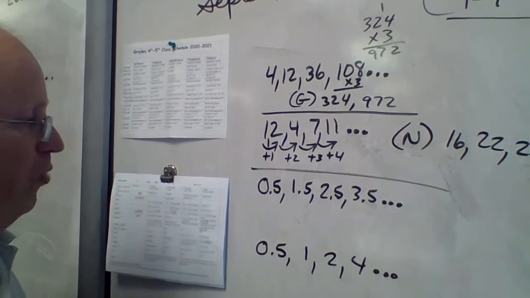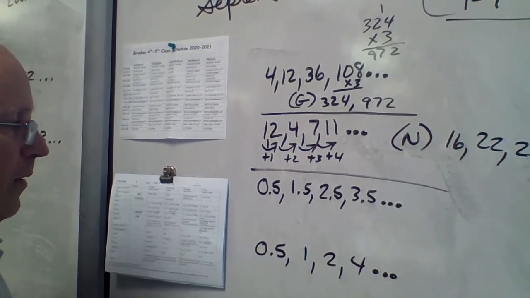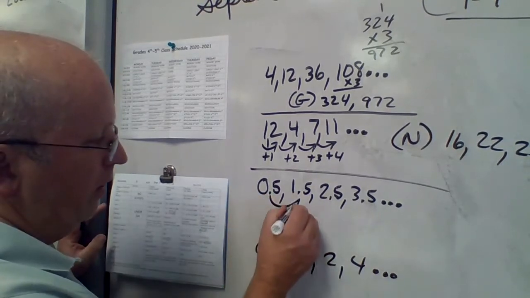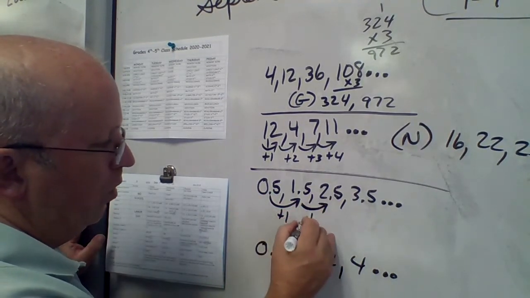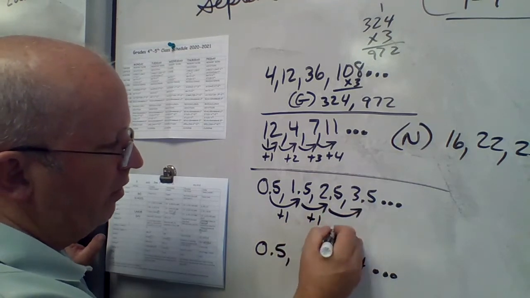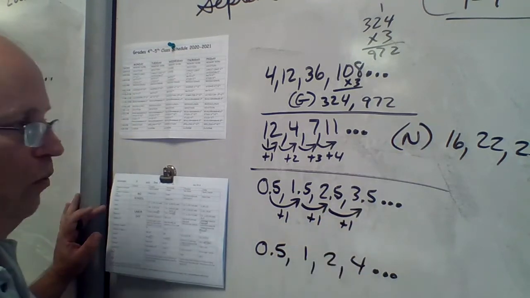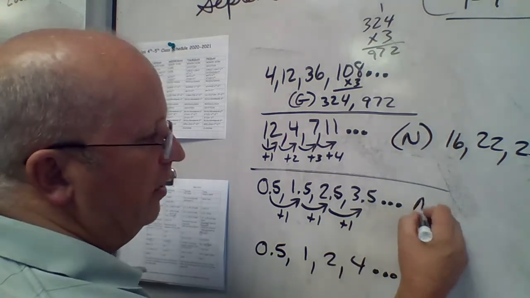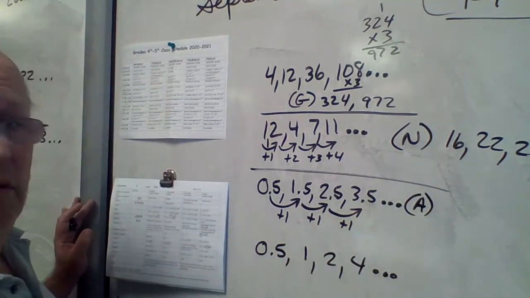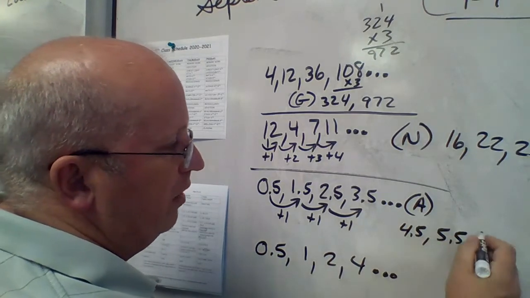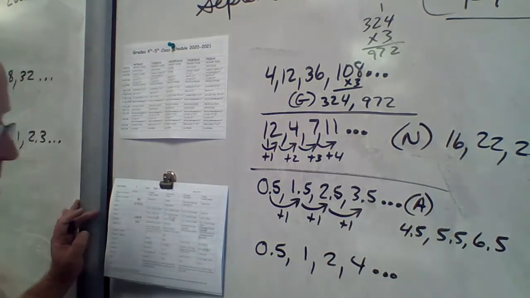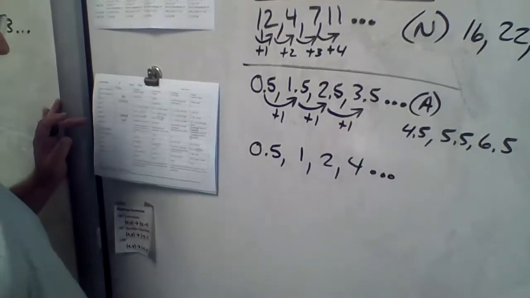Arithmetic, geometric, or neither pattern? I think I got it. They added 1 here, and then they added 1 here, and then they added 1 here. It's just adding 1 over and over again. And an adding of 1 means an arithmetic pattern, and the next numbers in the pattern would be 4.5, 5.5, and 6.5. Let's go to the next one.